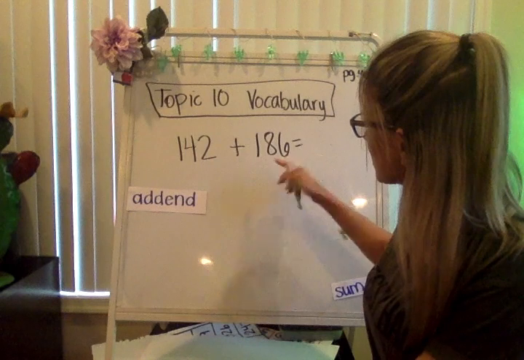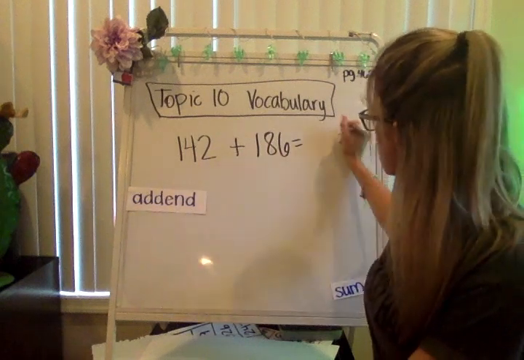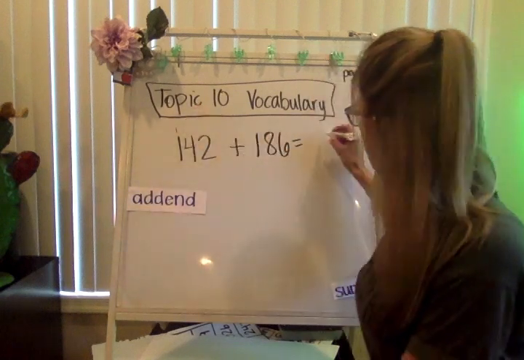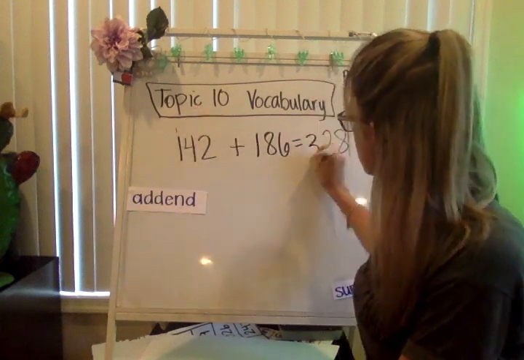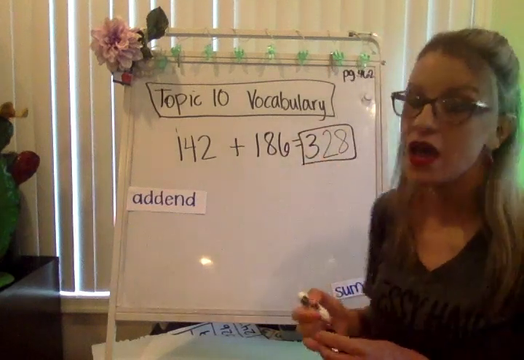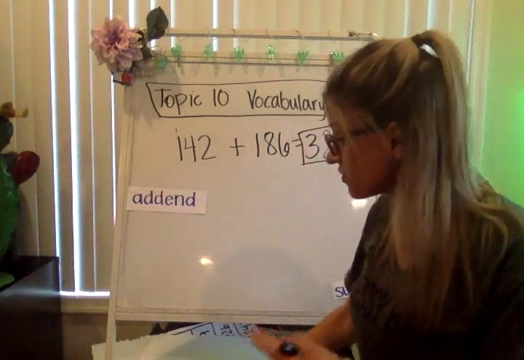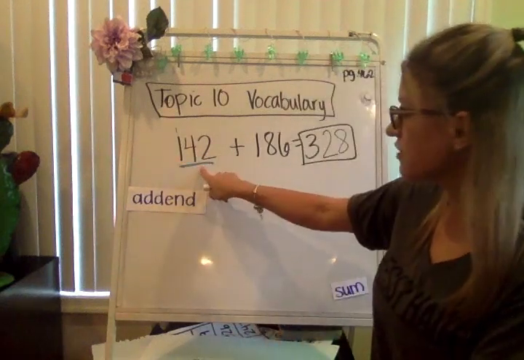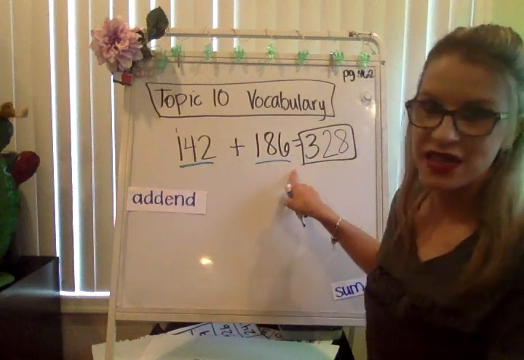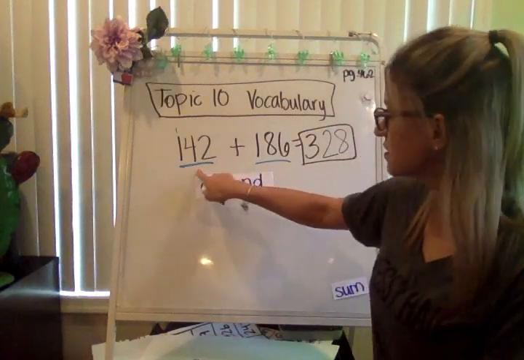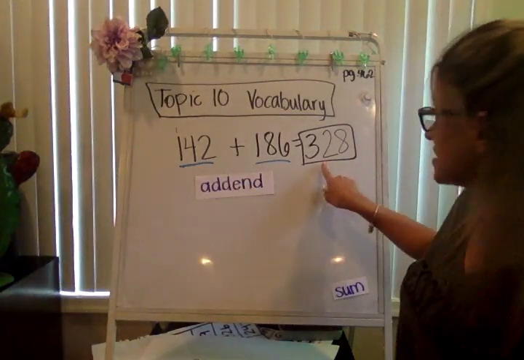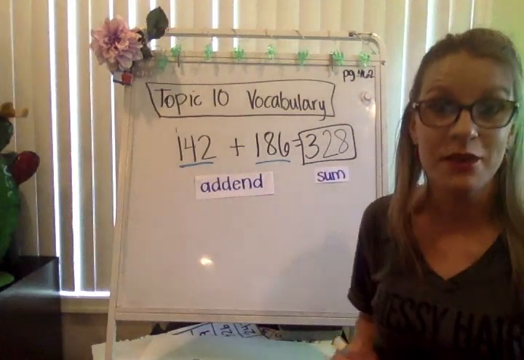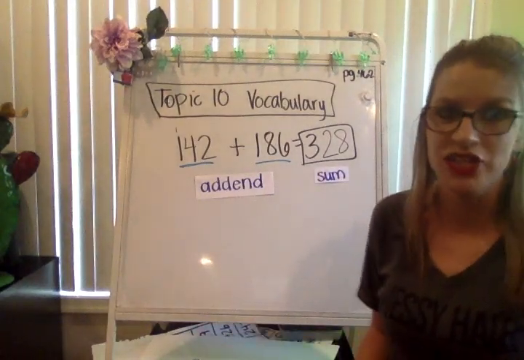142 plus 186. Let's see. I'm going to add my ones. So that has a sum of 328. If I was talking about which of the numbers here are the addends, I would say the addends are 142 and 186. Those are called addends, these numbers that are being added. This number over here, 328, this is called the sum. The sum is the answer to an addition equation.